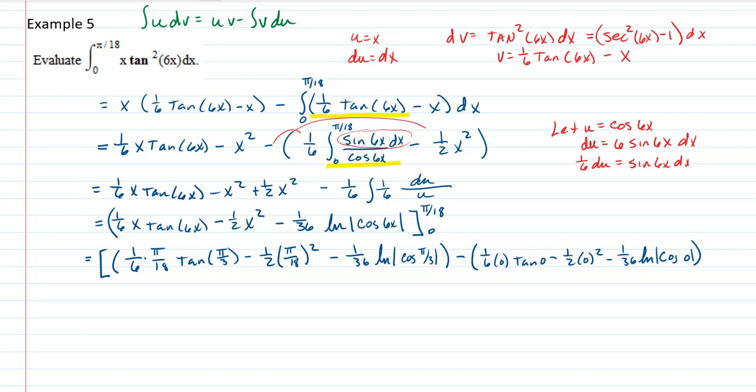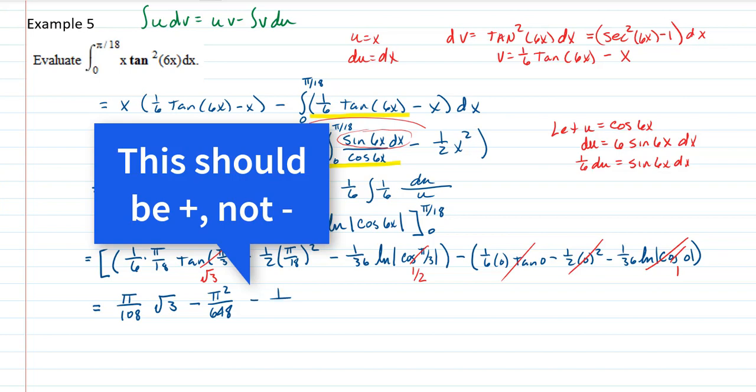And let's clean this up. So this tan pi over 3 ends up being the square root of 3, and cosine pi over 3 ends up being 1/2. Cosine of 0 is 1, and the natural log of 1 is 0. So this term goes to 0, this term goes to 0, and this term goes to 0. I don't have to worry about any of those terms. So that's going to give us pi over 6 times 18 is 108 times the square root of 3 minus, and then I get pi squared over 648 because that's 18 squared times 2 minus 1 over 36.